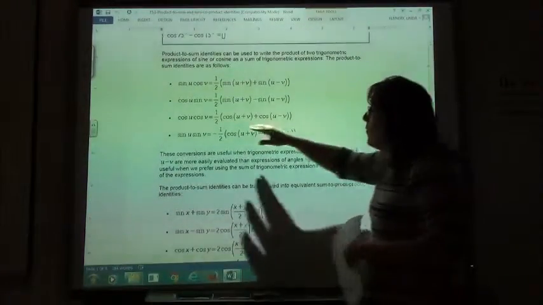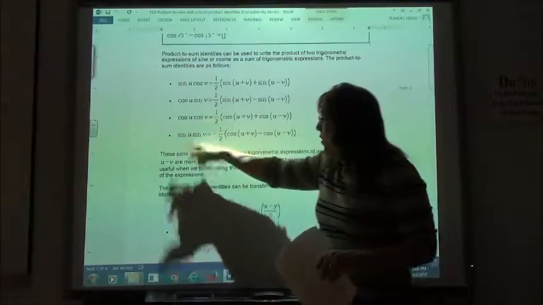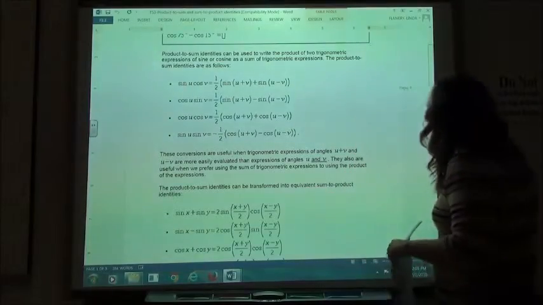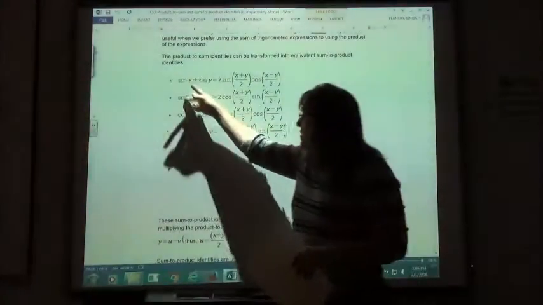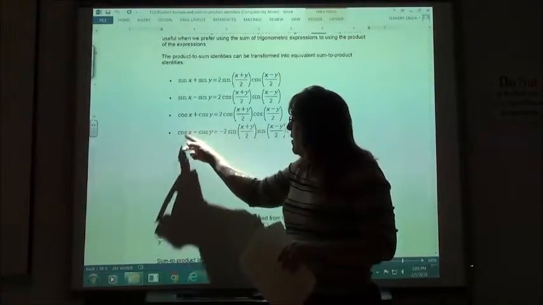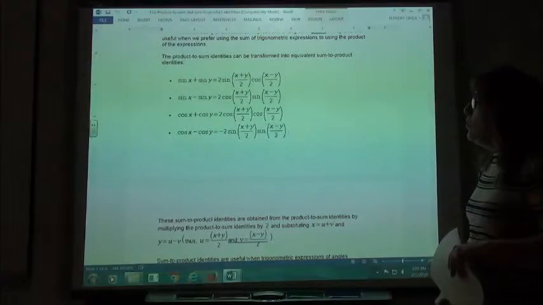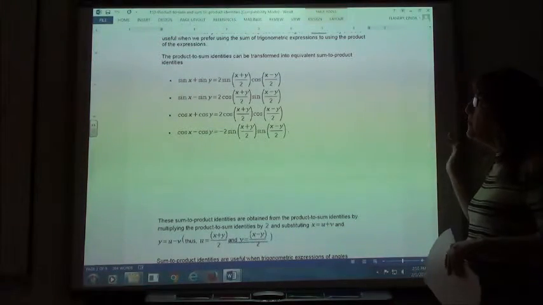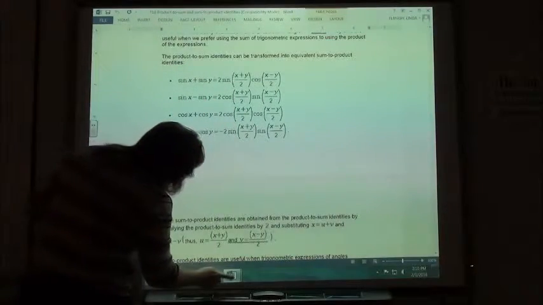First of all, we have the product to sum, where we have the sine times the cosine, or cosine times cosine. Fill in our formula. Otherwise, we'll have the adding and subtracting ones, where we have the sine plus the sine, or the cosine minus the cosine. Filling that into those. So make sure, again, keep those formulas handy, product to sum, sum to product, because we're going to have to use those.